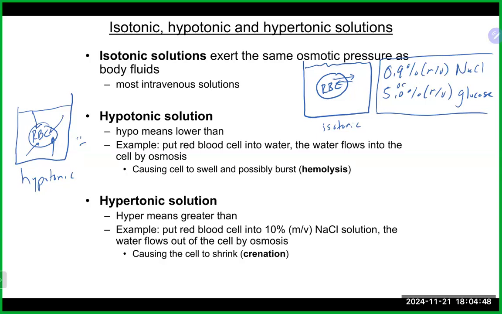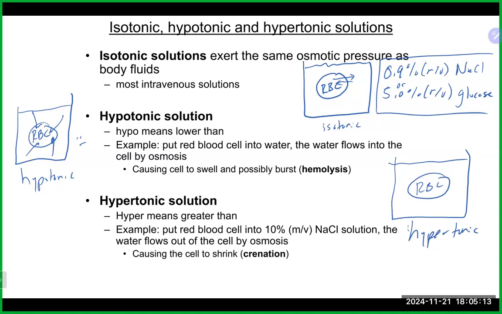Now, if we have a hypertonic solution, hyper means more than. So if you have a solution that is greater than 0.9% sodium chloride or greater than 5% glucose, that is a hypertonic solution. That also is not the greatest situation, say for a red blood cell. And that is because in this particular case, the solution outside of the cell is actually more concentrated than inside the cell. So what's going to happen is osmosis again.